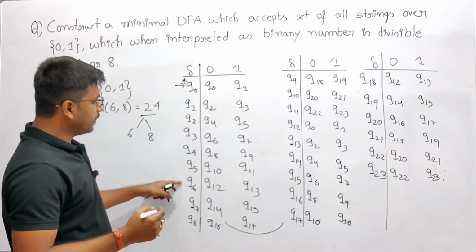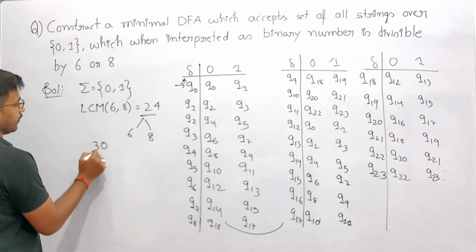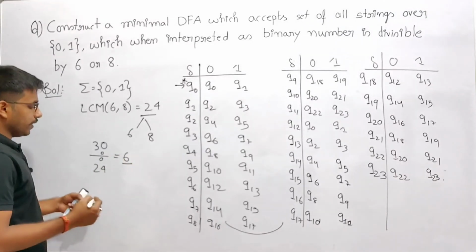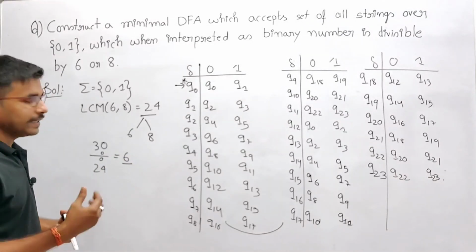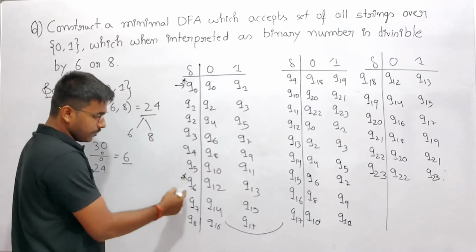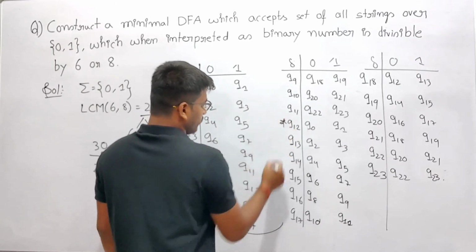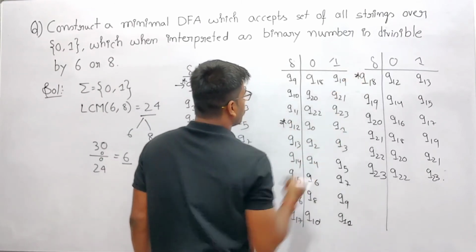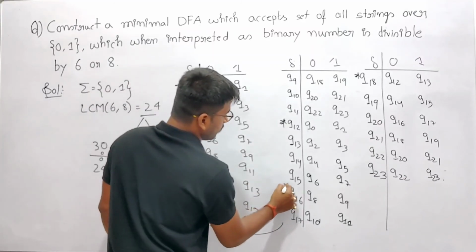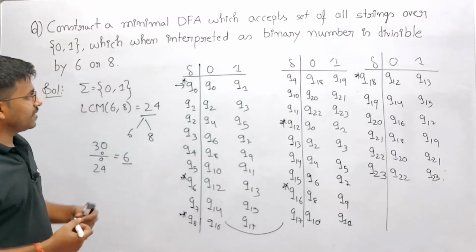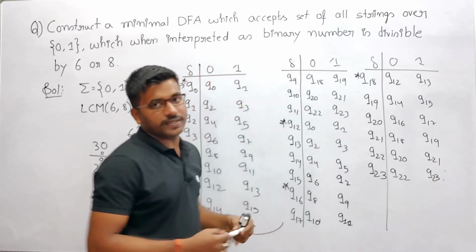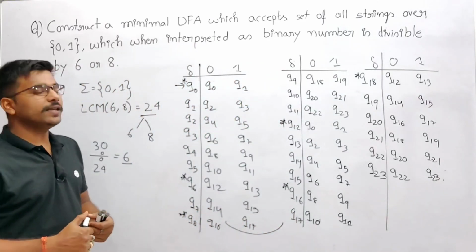Now if you take any number like 30 and divide by 24, what remainder do you get? 6. So if you get any remainder which is divisible by 6, then that number is divisible by 6. So here remainders 6, 12, 18. Similarly for 8, 16. How many final states are you getting? 1, 2, 3, 4, 5, 6 final states. In total states you are getting 24.